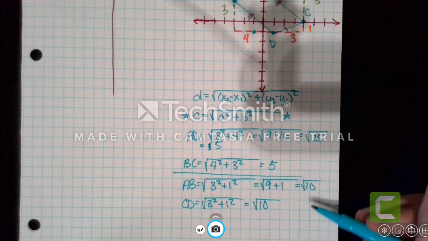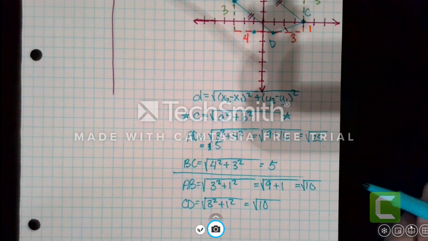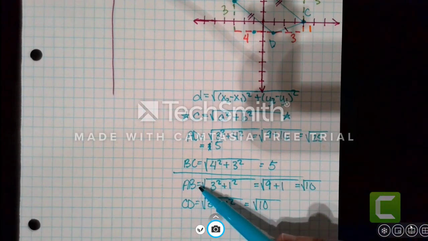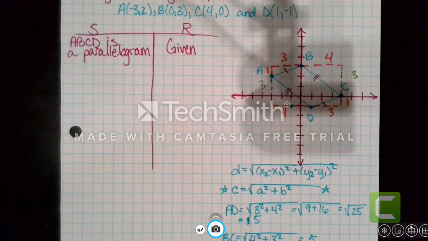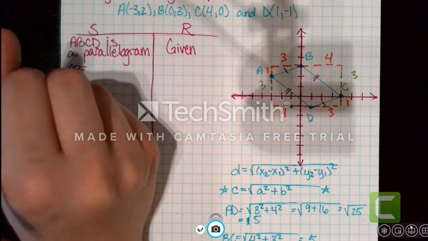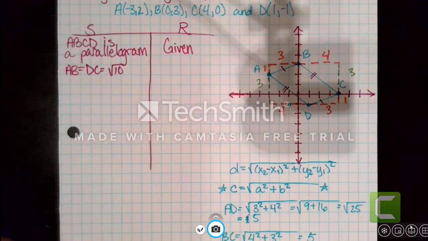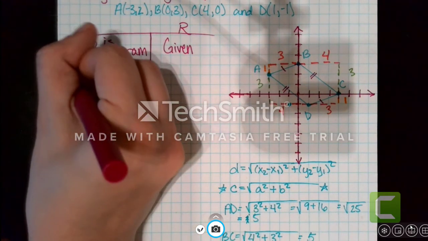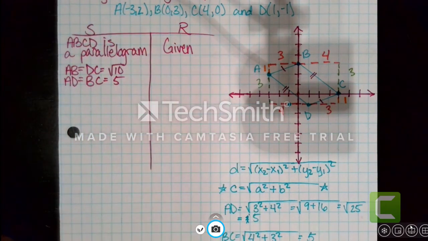Using the distance formula and the Pythagorean theorem, I've just proven that AD is equal to BC, and I've just proven that AB is equal to CD. So your next step here has to be that side AB is equal to side DC, which is equal to the square root of 10, and that side AD is equal to side BC, which is equal to the whole number 5. And the reason for that, again, is using the distance formula.